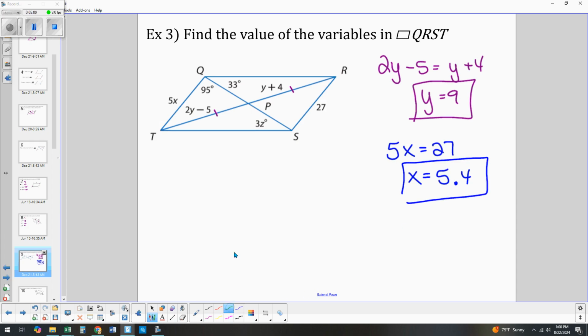And then for our final one, 3z is down here. It's not this whole angle, so it's not going to be equal to this whole angle up here, but I do have parallel lines, so I could use alternate interior angles. These would be the same. So we could say that 3z equals 33 and z equals 11.